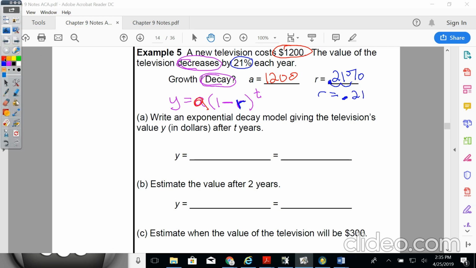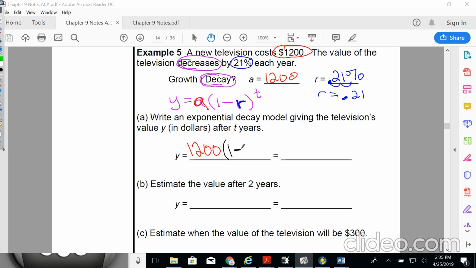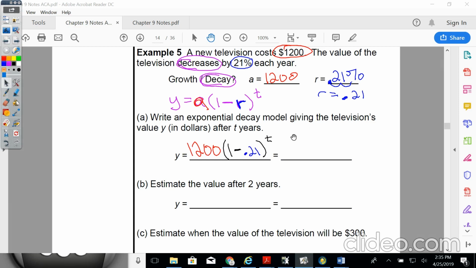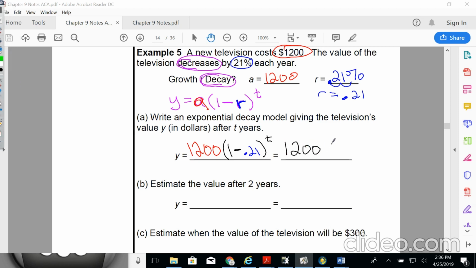So if we set up the numbers, A for our equation is 1,200 times 1 minus the R. I'm going to put my T power, and R is 0.21. So if we subtract 1 minus 0.21, we get that the equation is 1,200 times 0.79 to the T. So we're going to use this equation for B, C, and D.